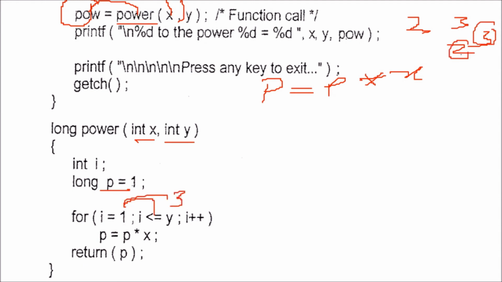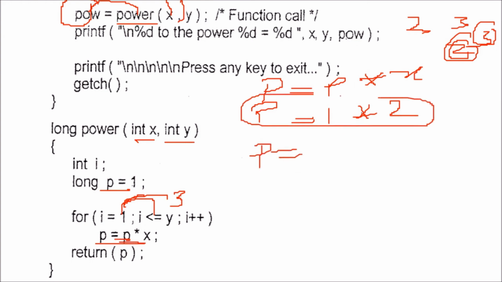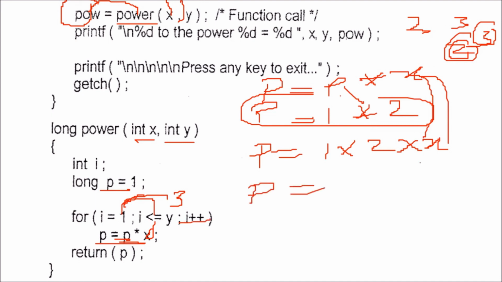This is x, this is y. So it will go from 1 to 3, and this is p equal to p into x. In the first case, p is 1, so this will be 1 into x. We have taken x as 2, so p will be 1 into 2. Now i will be incremented to 2 and the same is done again. p is now 1 into 2, and then again we multiply by x. Now i is incremented again, so it will be 3 and the loop will run again. Now p has a value 1 into 2 into 2, and now we have to multiply x also, that is 2.